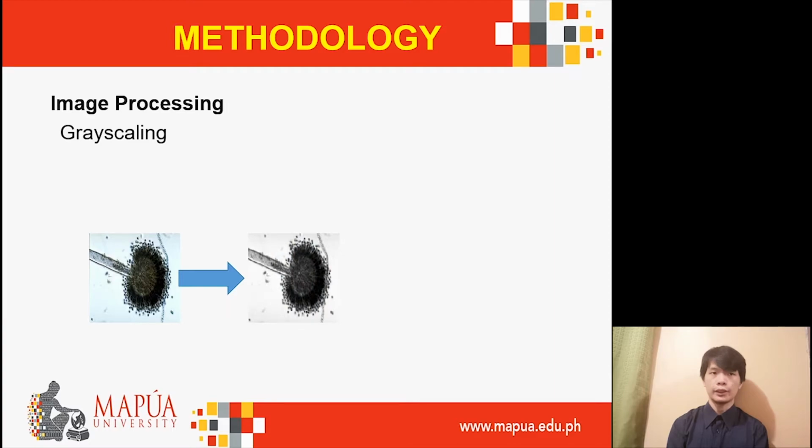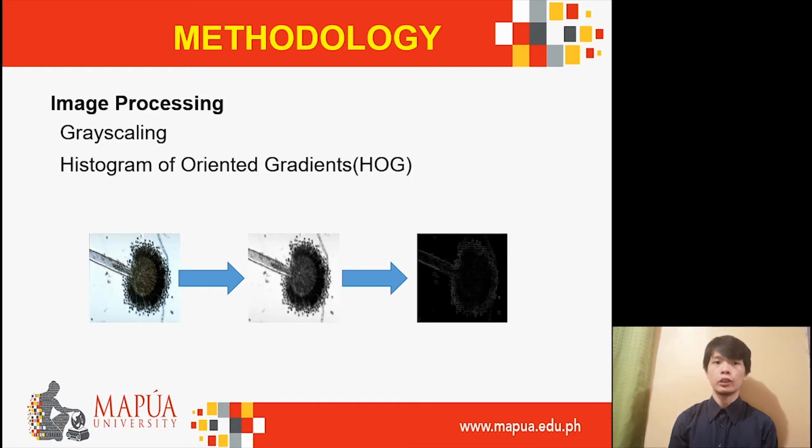First is image grayscale. Grayscaling is converting color image to black and white image. There are 3 channels in color image, which are red, green, and blue, or RGB. This channel will become one called luminance or brightness. We use grayscaling to remove the complexity of the image and to lessen the computational power and time used for training the classifier.